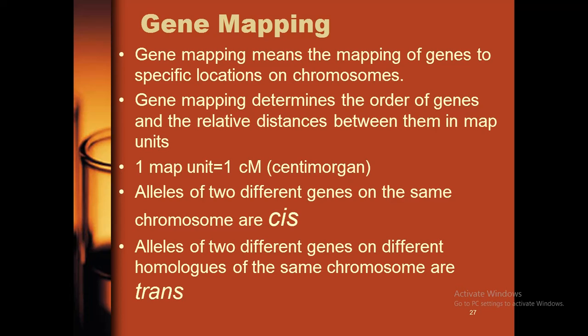So one map unit is equal to 1 centimorgan, and alleles of two different genes on the same chromosome are known as cis, and alleles of two different genes on two different homologous chromosomes are known as trans.